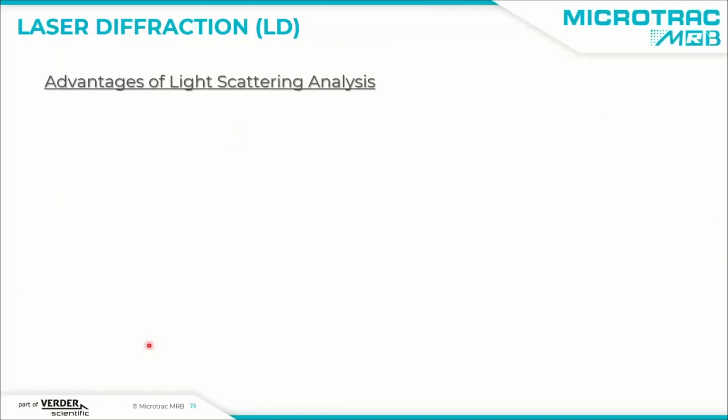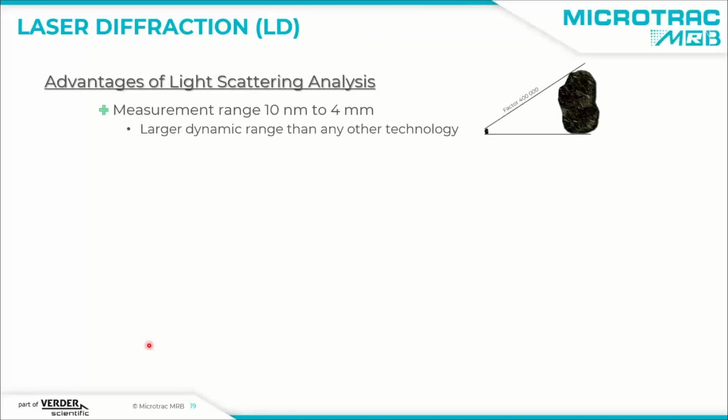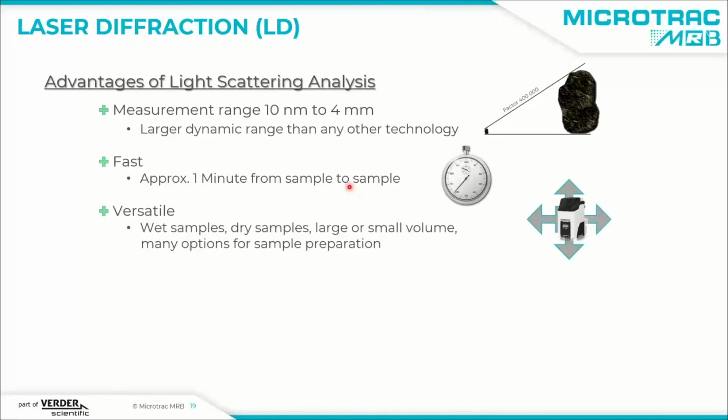So as a summary for laser diffraction, what are the advantages of this technology? You have a very wide measurement range, 10 nanometers to 4 millimeters, a larger dynamic range than any other technology. It's relatively fast. You can have 1 minute from sample to sample. It depends a little bit on your application, whether or not you need ultrasonic, whether you measure wet or dry. So about 1 sample per minute. So it's relatively quick. It's very versatile.